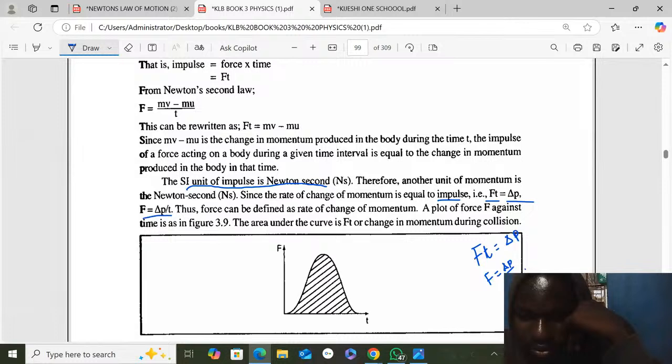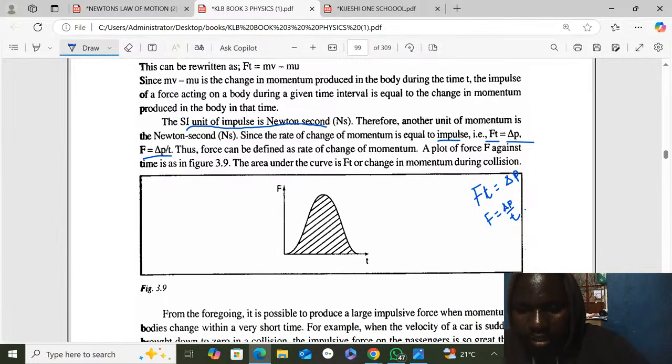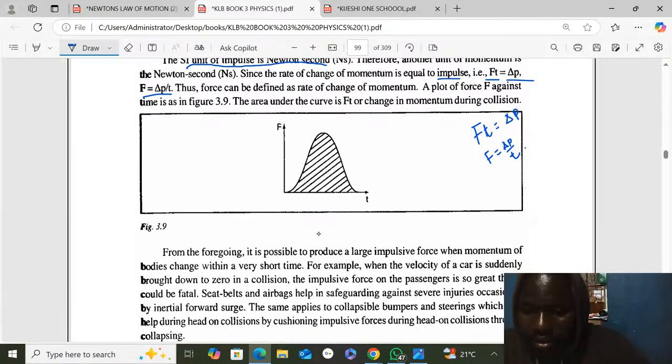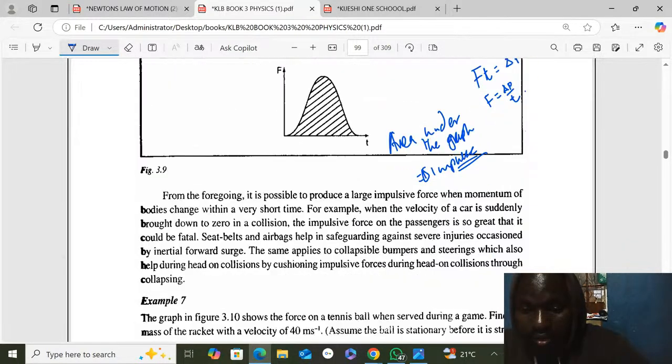So now this force can also be defined as the rate of change of momentum. The rate means that we have indicated time. Therefore, if a graph of force against t is drawn like this one, then the area under the graph represents impulse. It represents impulse.